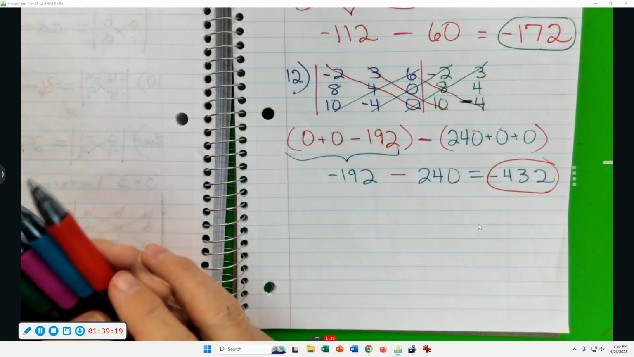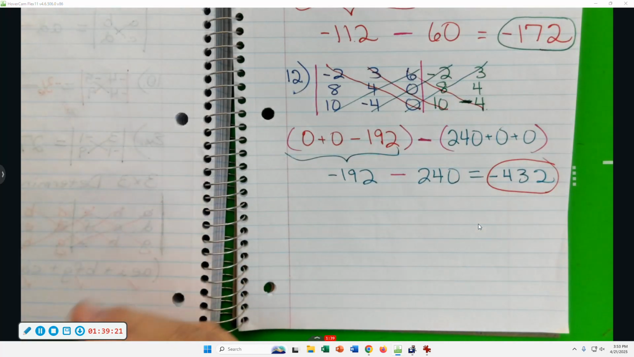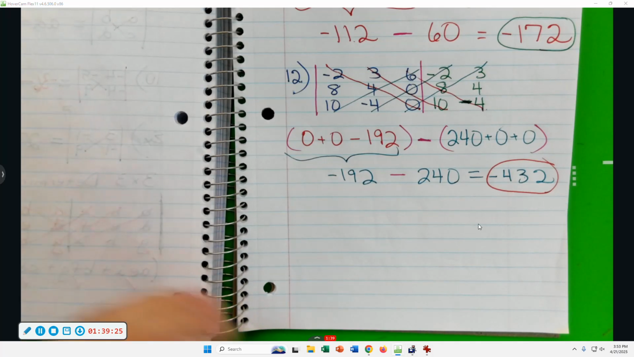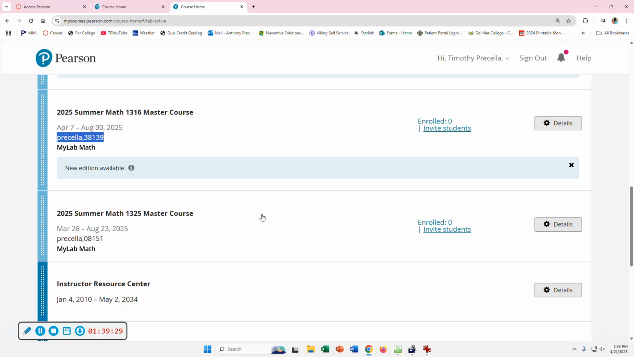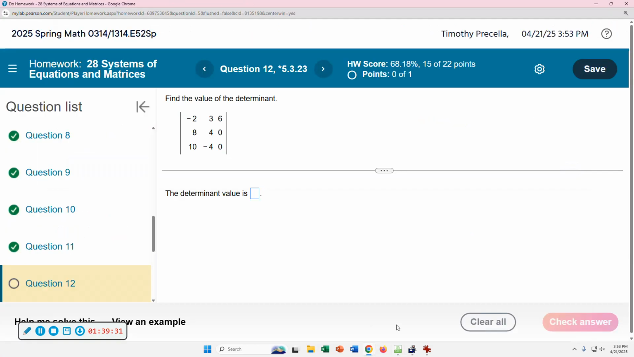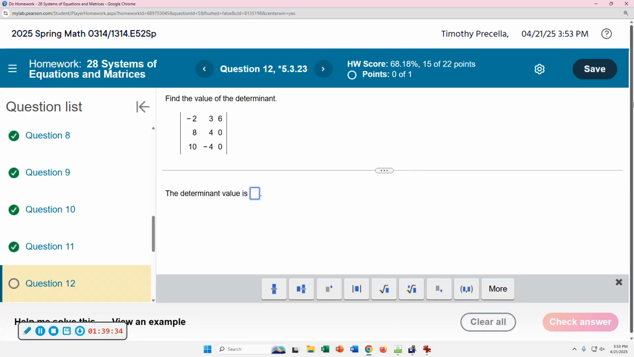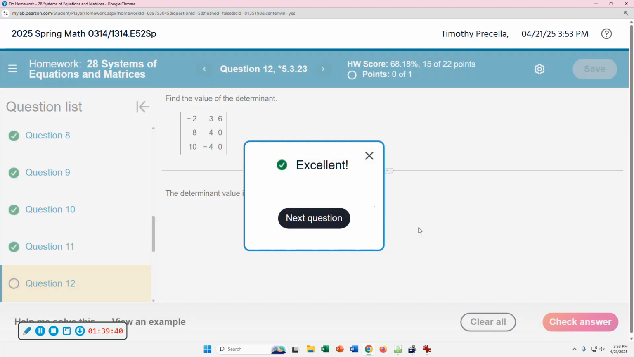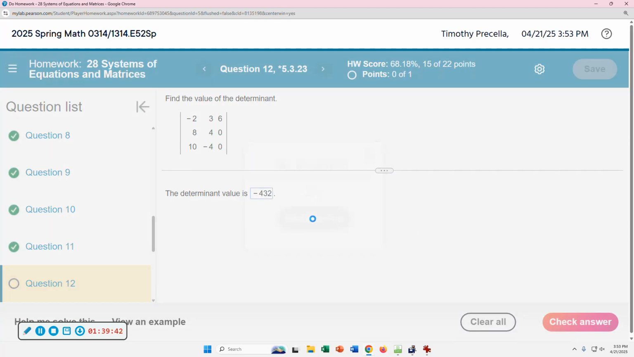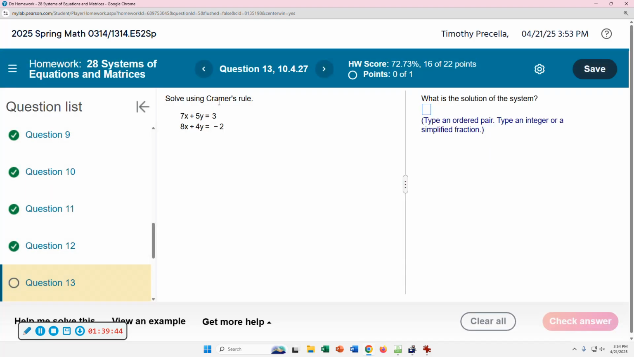It seems like we've gotten a long way off from solving systems of equations. That's where we're going to pick up on Wednesday. We can use determinants to solve systems. Type in the answer, negative 432. We can use determinants to solve systems of equations. So there's been a point to all this determinant stuff. It's called Cramer's rule. We're going to pick up here the next time.